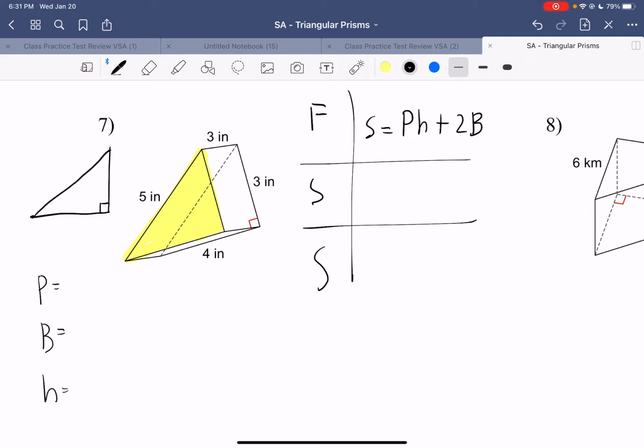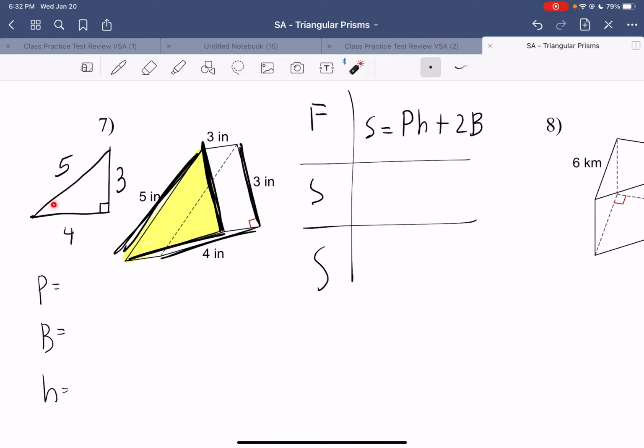I see on this side here, this is the same as this, so that's going to be a 3. Along the bottom we have a 4, which is the same as along here. And then across this side we have a 5. So for the perimeter, we walk around: 5 plus 3 is 8, plus 4 is 12.